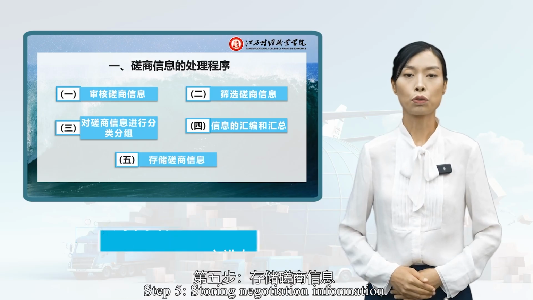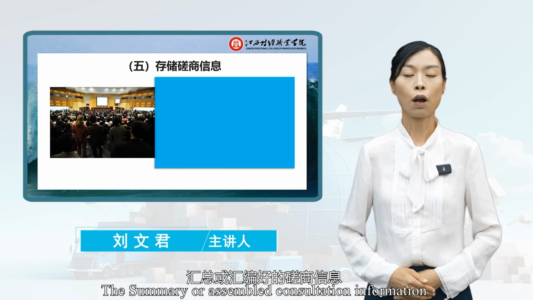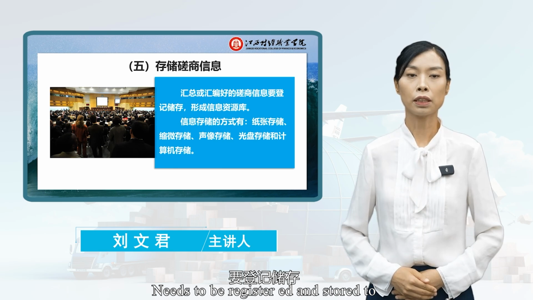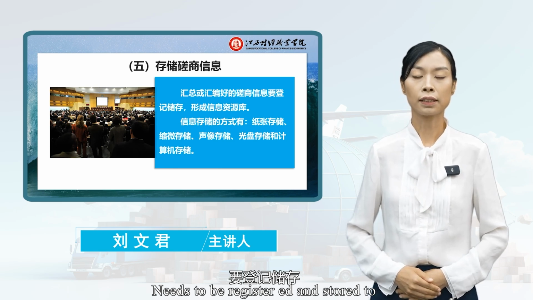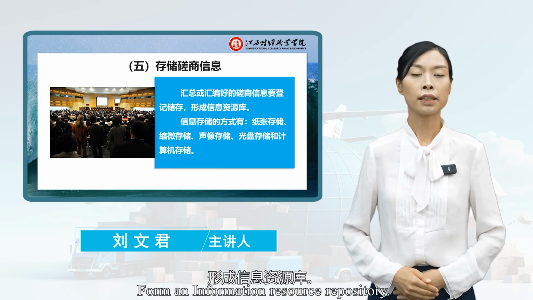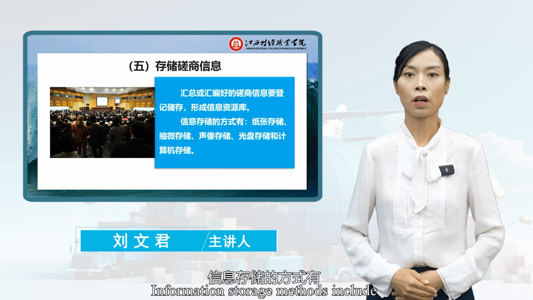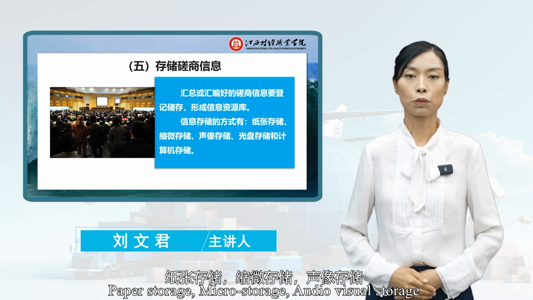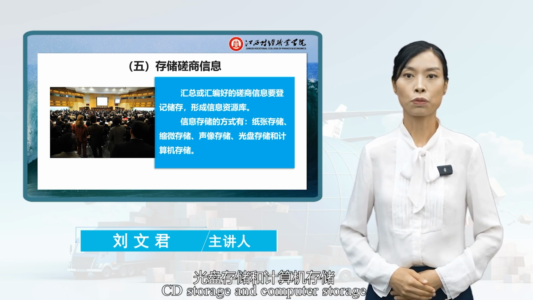Step 5. Storing negotiation information. The summarized or assembled negotiation information needs to be registered, archived, and stored to form an information resource. Information storage methods include paper storage, micro storage, audiovisual storage, CD storage, and computer storage.